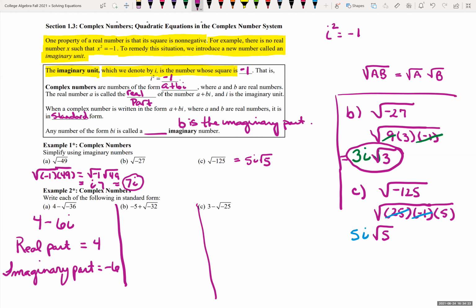So we can break this down, if you wanted to, as negative 5 plus the square root of 16 times negative 1 times 2, and pull out what we can. So we get negative 5 plus square root of 16 is 4, square root of negative 1 is i, and then we have root 2. So the real part in this case would be negative 5, and the imaginary part would be 4 root 2.